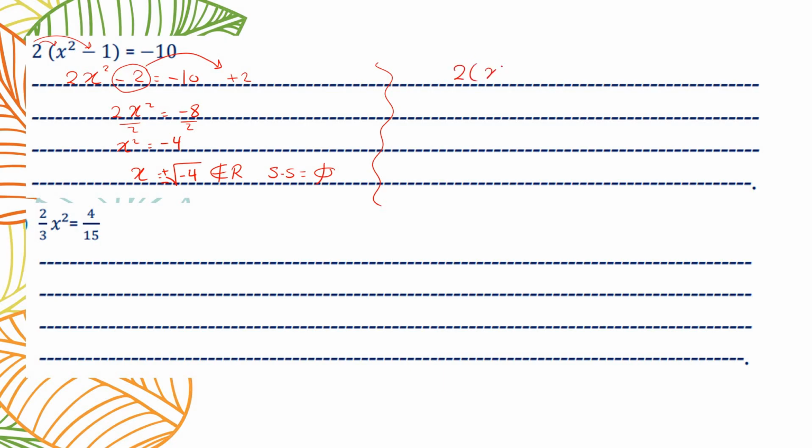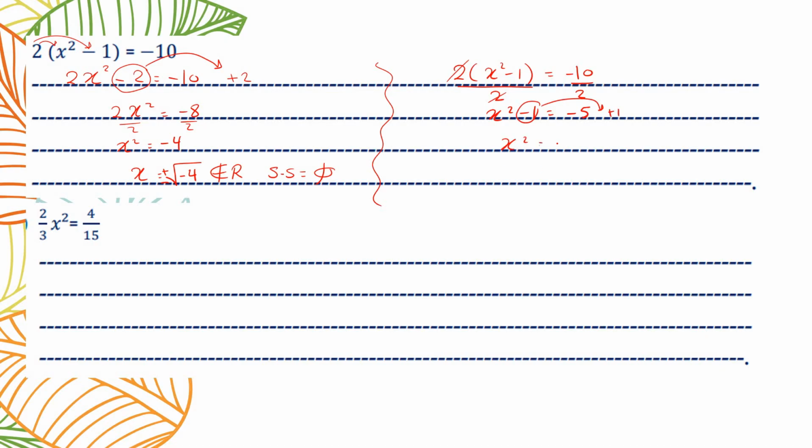So what is the second way to solve this problem? Now we have 2(x squared minus 1) all in the brackets equals negative 10. The 2 here is outside the brackets, so I have to cancel it first. How can we cancel it? By the opposite of the operation. So I will divide by 2 here, divide by 2 here, so it will be x squared minus 1 equals negative 5.